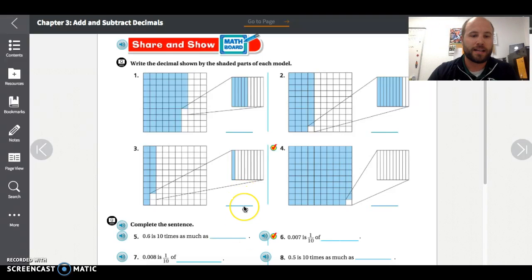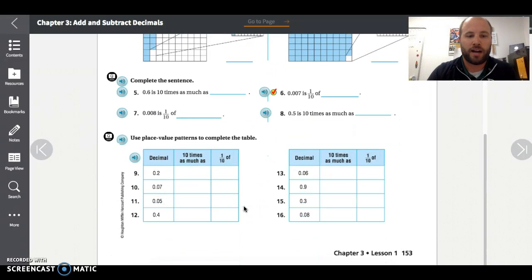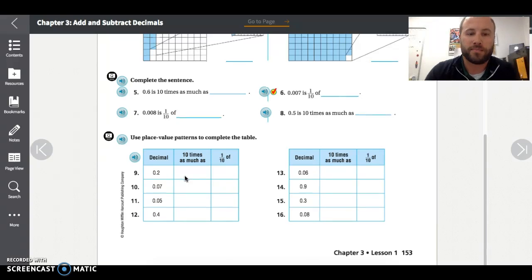Okay. Then the last thing you're going to do is you're going to come down here, and I'd like you to fill these charts out. Okay. 9 through 16. Remember, it wants 10 times as much. If you wanted to get bigger, you got to hop to the right. If you needed to get 1/10 smaller, you got to hop to the left. All right. Remember, a fraction's going to make the number smaller. So you need that number further away from the decimal point.